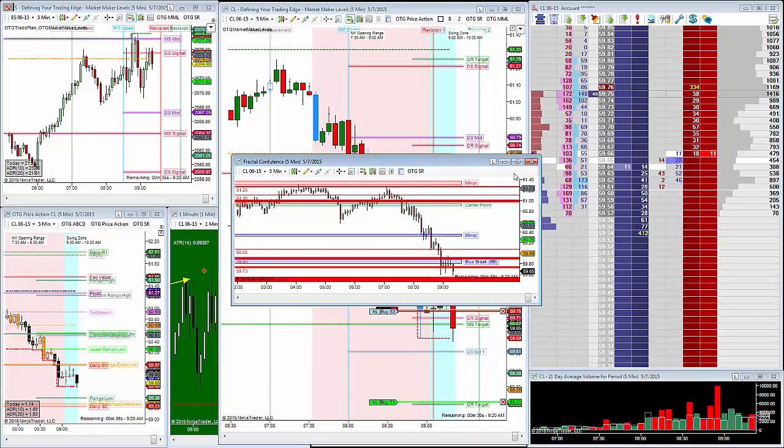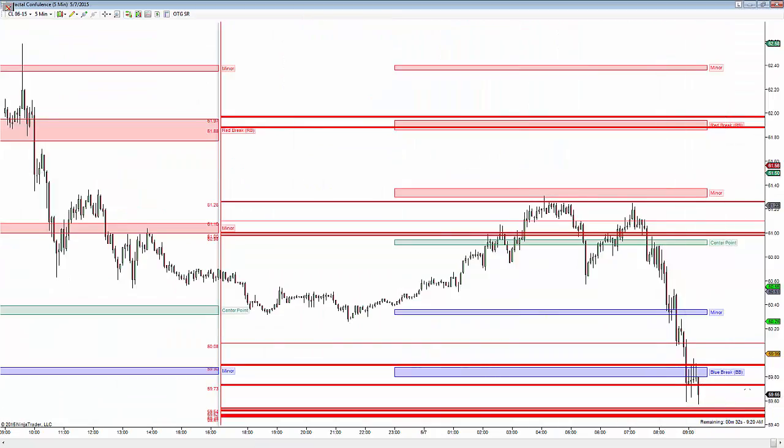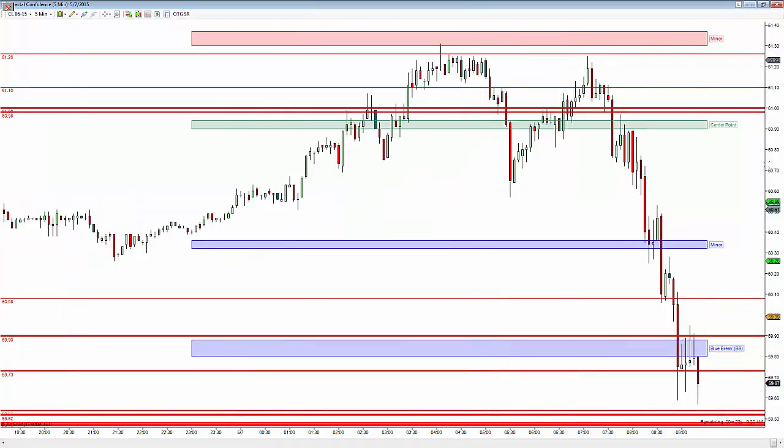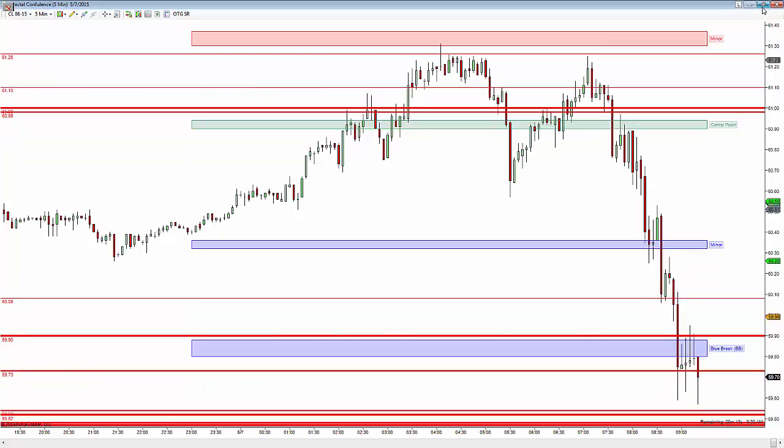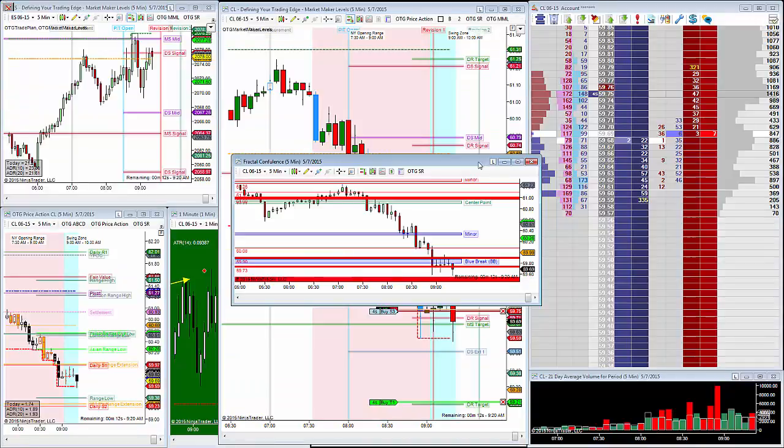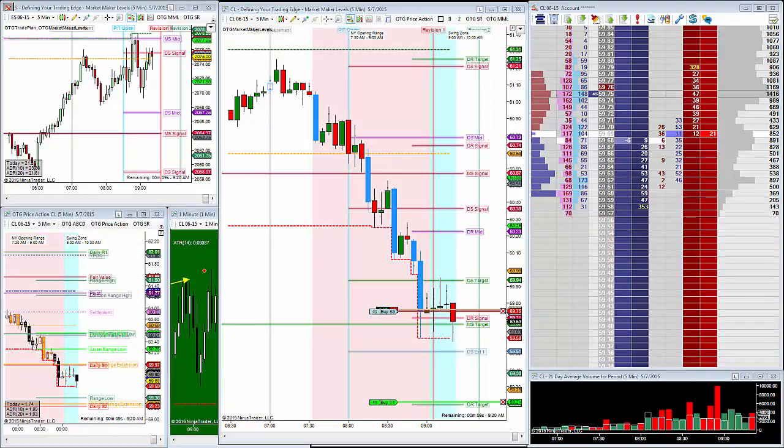Okay, your beta support and resistance program. You've got a few levels down here that are going to be of interest here. It may be thick and tough to get through 47, 52, and 54. Man, I do not want this to come back against me. See, we haven't closed below 72 yet. That is important. Closing below that 72 is going to be important.